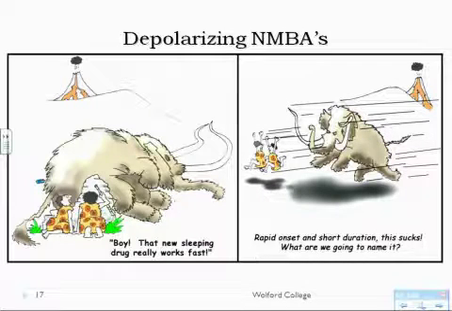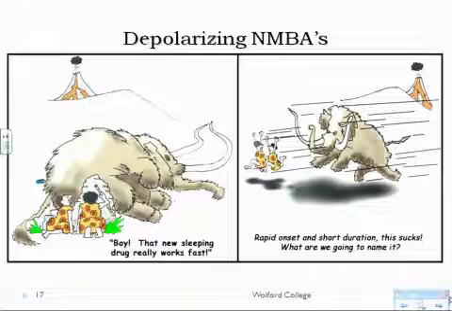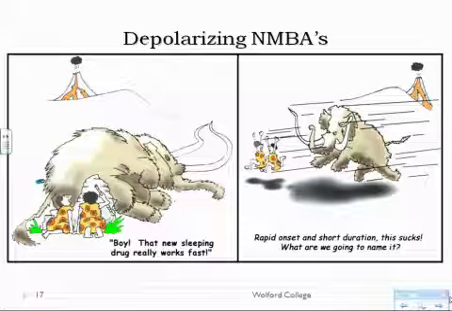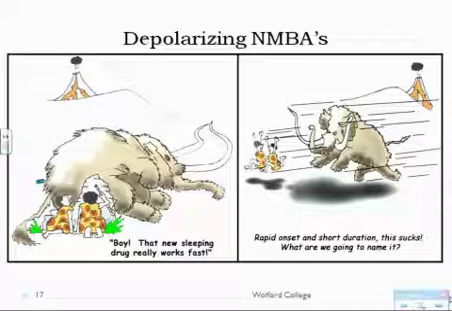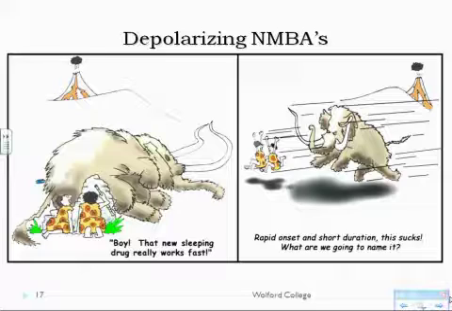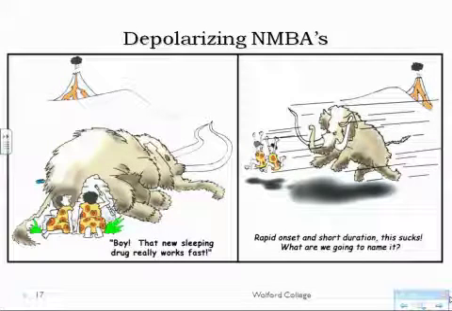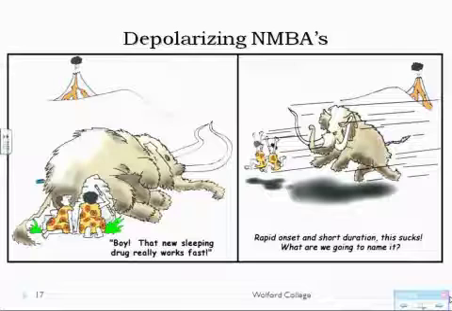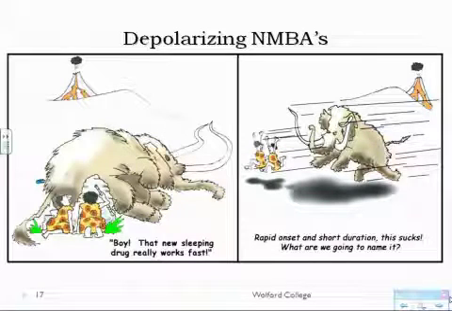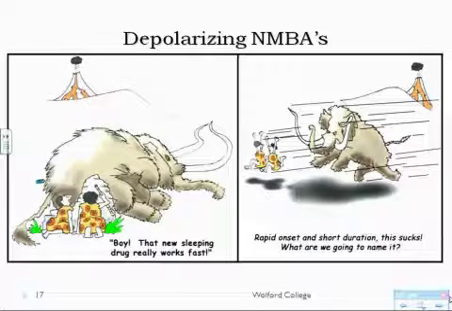I thought it was a cute thing. It says they shot this animal, which is a woolly mammoth. And so this is a great drug. "Hey, boy, that new sleeping drug really works fast." "Unfortunately, rapid onset and short duration, that sucks. What are we going to name it now?" Succinylcholine. So this is succinylcholine in ancient times.